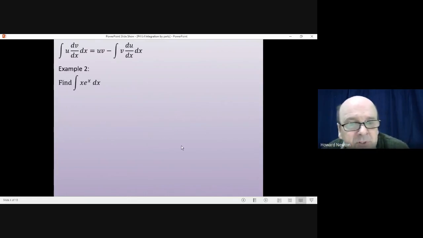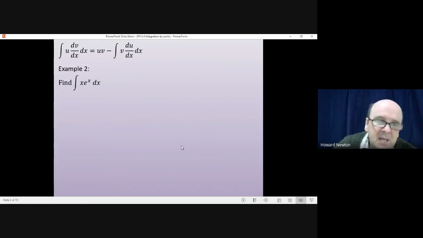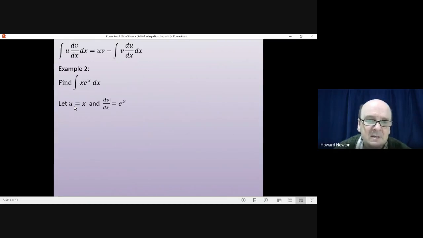Okay, example 2. Find the integral of x e to the x dx. And again, we'll choose u to be the function that becomes simpler when you differentiate it. We'll choose dv by dx to be e to the x. This we need to differentiate. This we need to integrate. Then you substitute all four things into the formula. Have a go doing that yourself. Pause the video. Come back to me when you're ready.